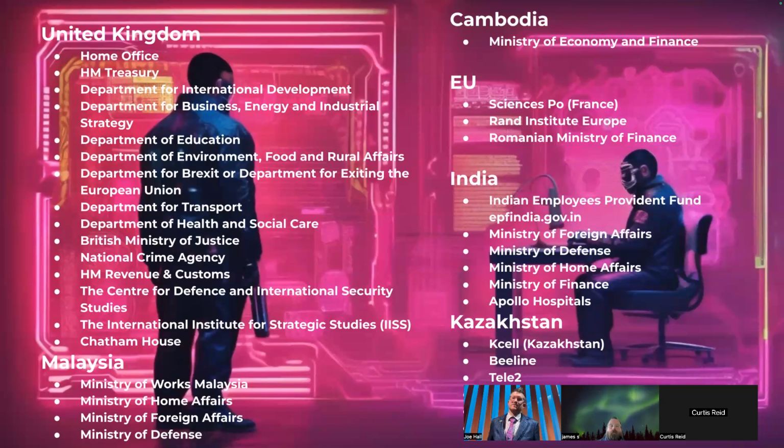All right, United Kingdom: the Home Office, HM Treasury, Department of International Development, Department of Business, Energy and Industrial Strategy, Department of Education. List goes on and on. I'm not going to read all that. Never mind, there's too much. So all these countries they've attacked, they've dug in hard. The largest in this breach that we saw, they were targeting Kazakhstan, something on the Beeline Highway that Dave, my colleague, is going to jump into.